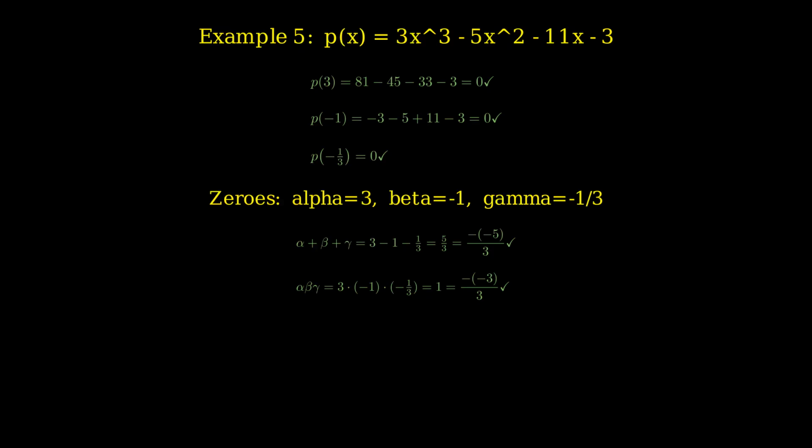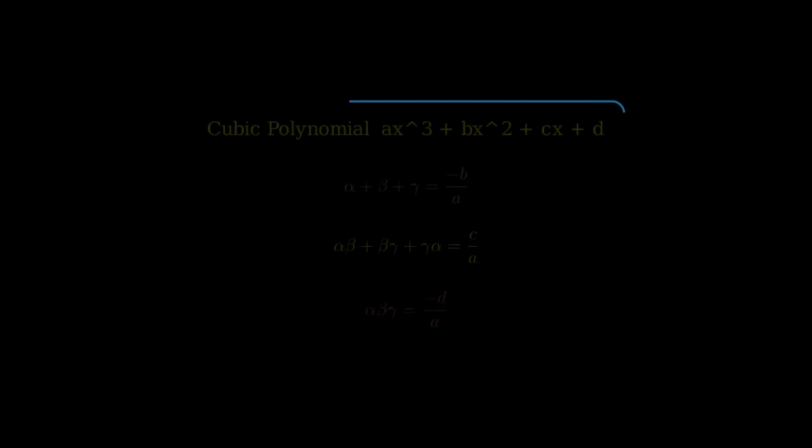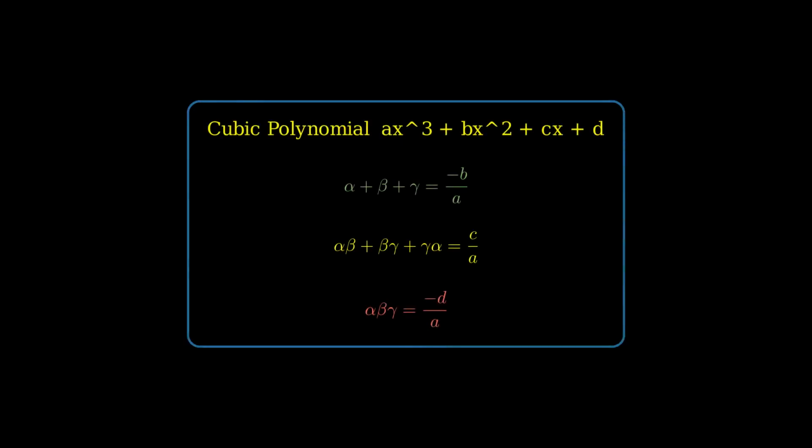These 3 relations are extremely useful for verifying zeros and for solving problems where some zeros are known and others must be found. Understanding them thoroughly will make many cubic polynomial problems straightforward to solve.